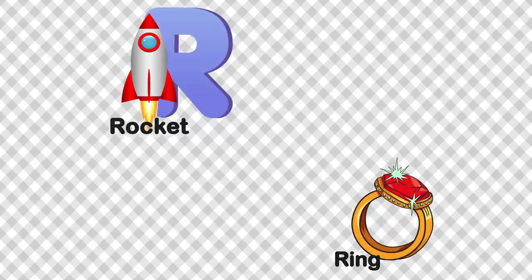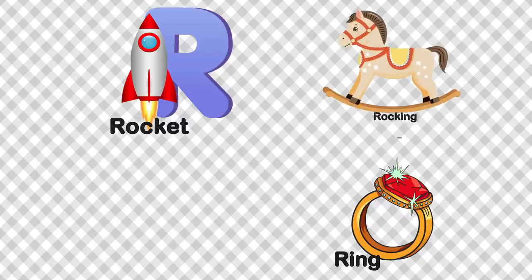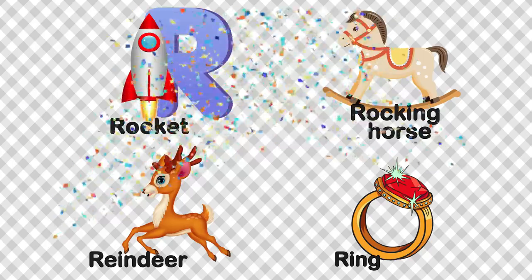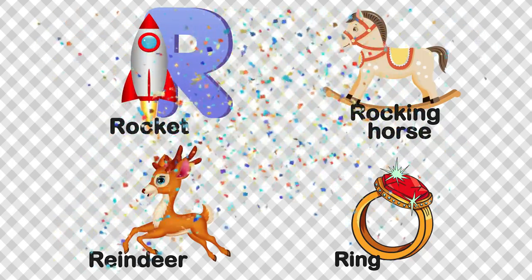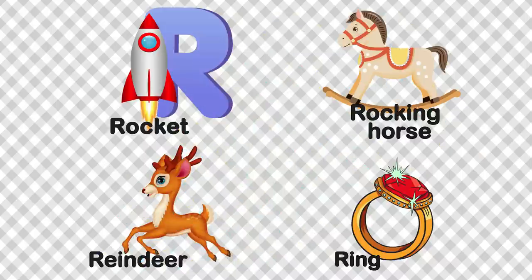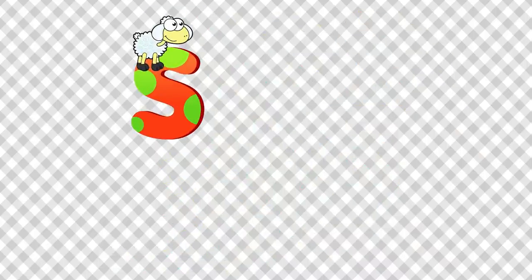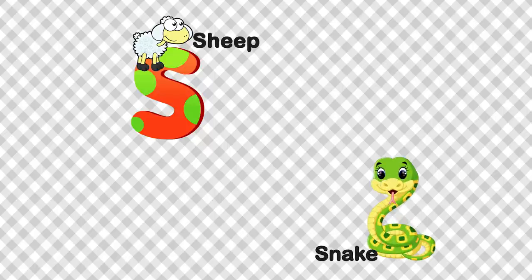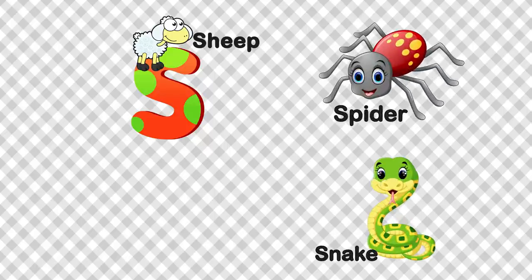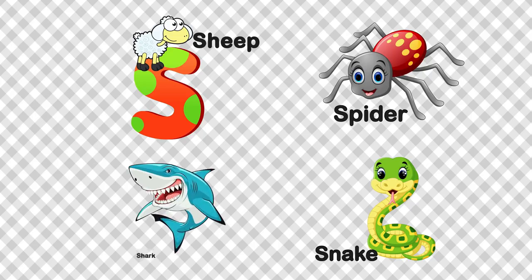R. The sound of R is r. Rocket. Ring. Rocking horse. Reindeer. Yay! S. The sound of S is s. Sheep. Snake. Spider. Shark.